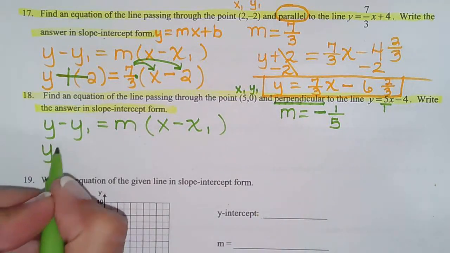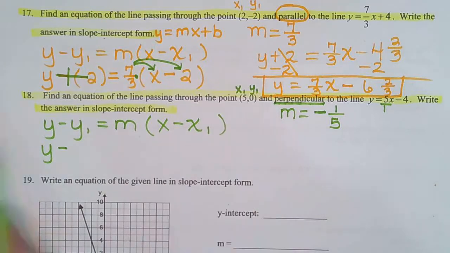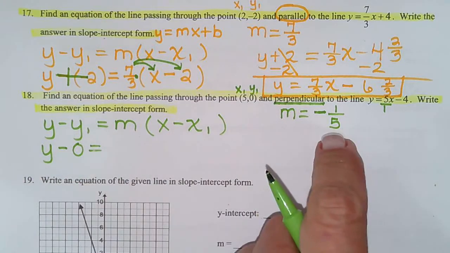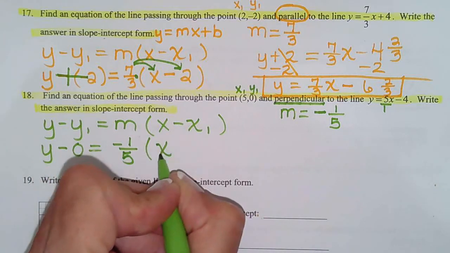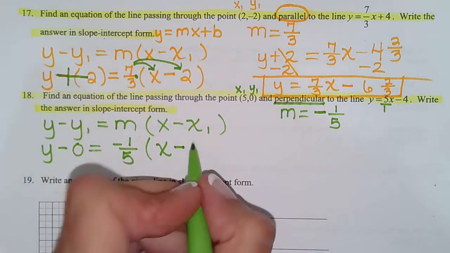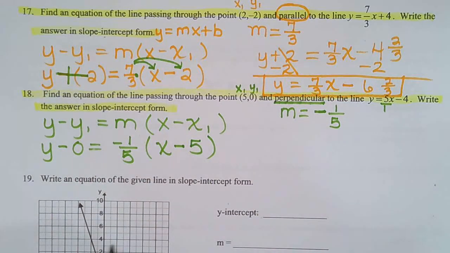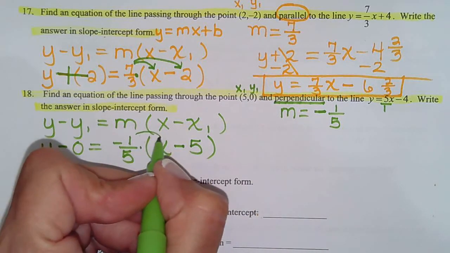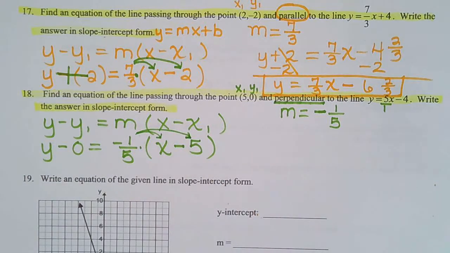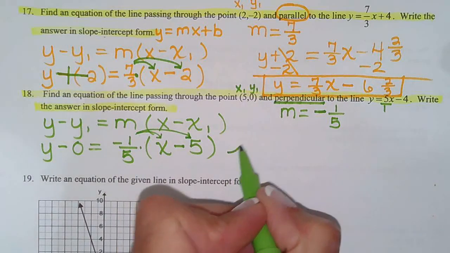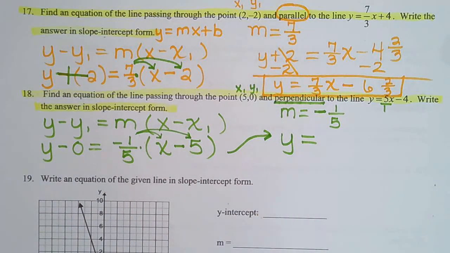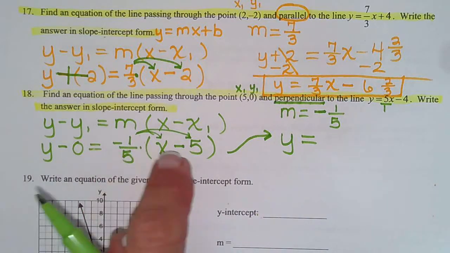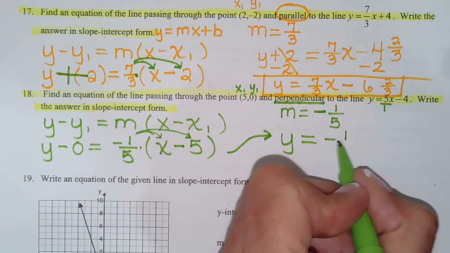So y minus 0 equals m, negative 1/5, times x minus 5. So put my times sign in, get my arrows there. So what is y minus 0? Still just y, right? So y equals, so y minus 0 is y, negative 1/5 times x is negative 1/5 x.